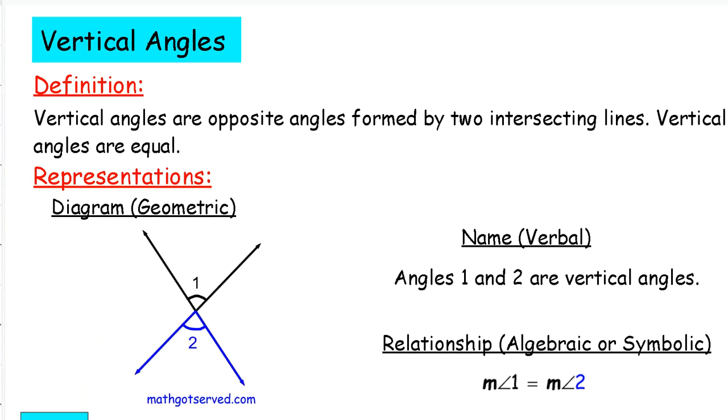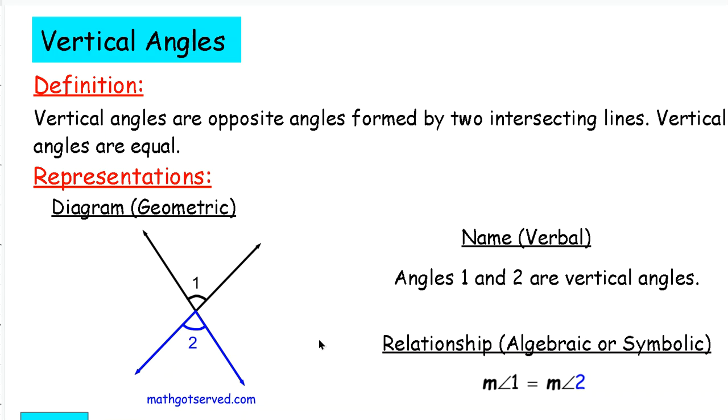All right, the next definition you want to keep in mind are vertical angles. Okay, what are vertical angles? Let's take a look at the definition. Vertical angles are opposite angles formed by two intersecting lines. Remember that vertical angles are always equal. We have a representation of vertical angles below. Look at the diagram. You can see that these two intersecting lines create two angles, one on top and one on the bottom, that are vertical angles. They're always opposite each other, formed by two intersecting lines.